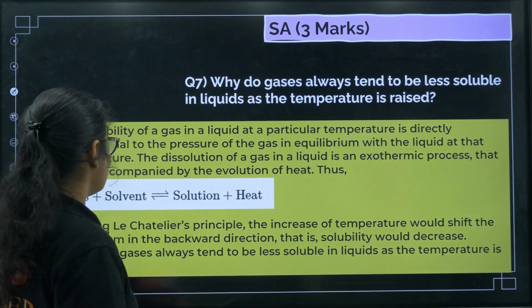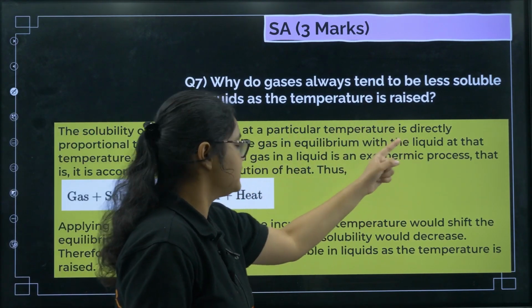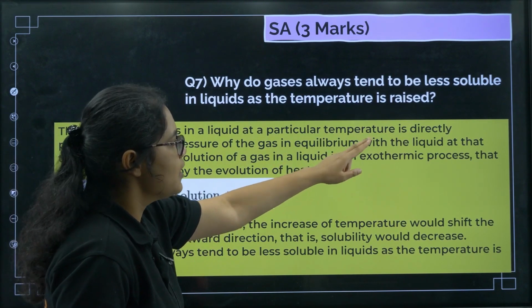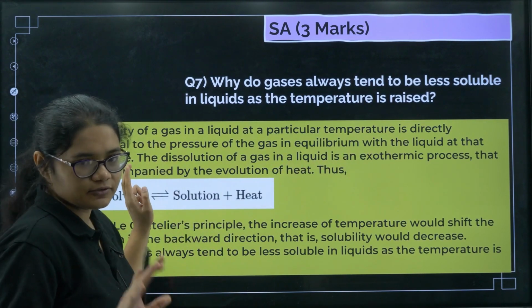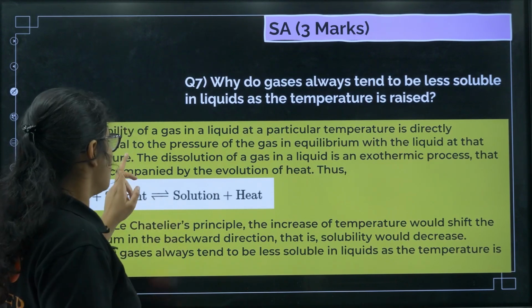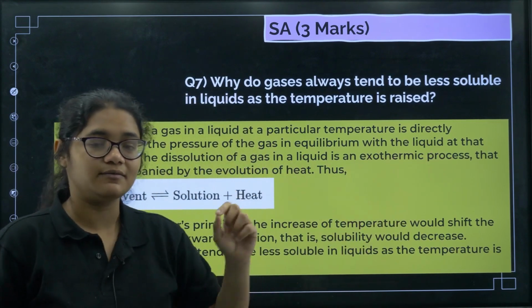How can we write that? See, the solubility of a gas in a liquid at a particular temperature is directly proportional to the pressure of the gas in equilibrium with the liquid at that temperature. So first of all, we have seen Henry's law, solubility is directly proportional to pressure. Now the dissolution of a gas in a liquid is an exothermic process. This is very, very important.